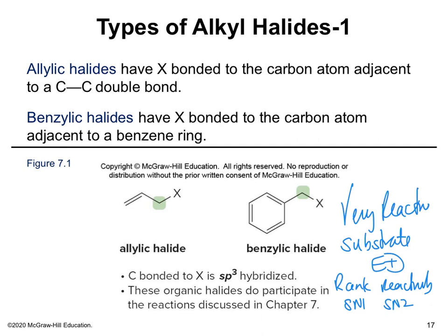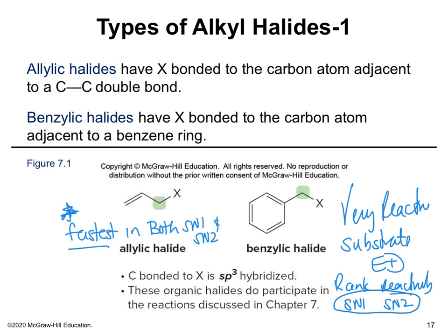So allylic halides and benzylic halides are both the fastest in both SN1 and in SN2 reactions. So this is kind of bizarre because it's a little different. Then you're going to see that these have different reactivities for the electrophiles.